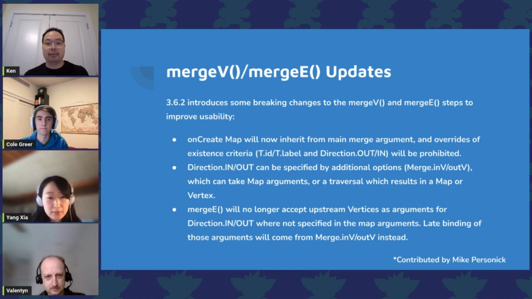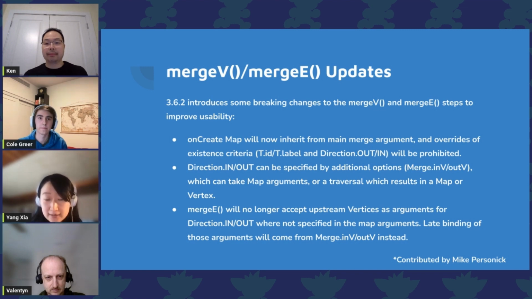One of the biggest changes is that we've added two additional options, InV and OutV, to merge. So you can now specify direction in and out, which accept both map or traversal arguments. As a result, merge E will no longer accept upstream vertices as the arguments for direction in and out, if not specified in the map arguments. They will come from the merge InV and merge OutV option modulators instead.